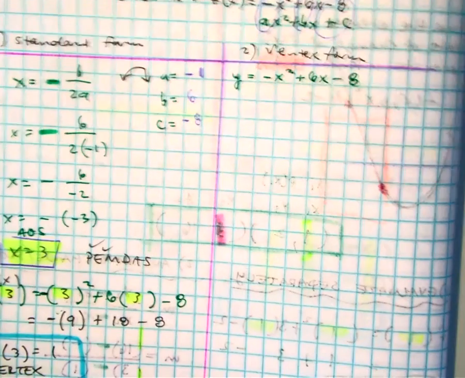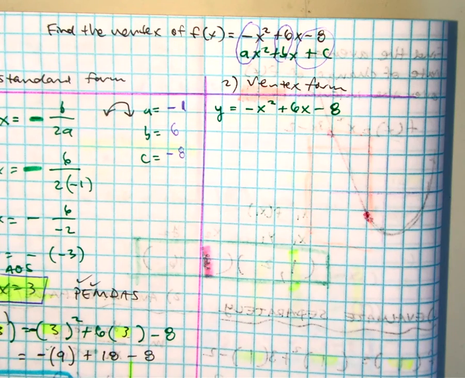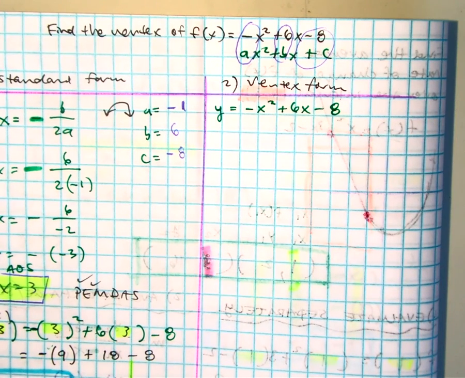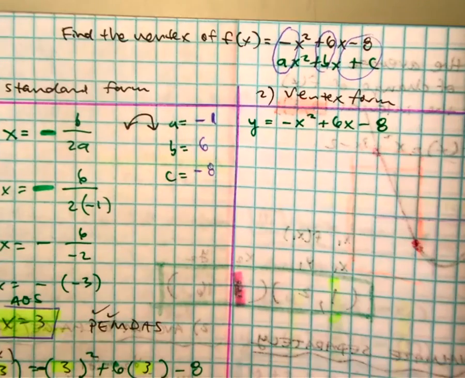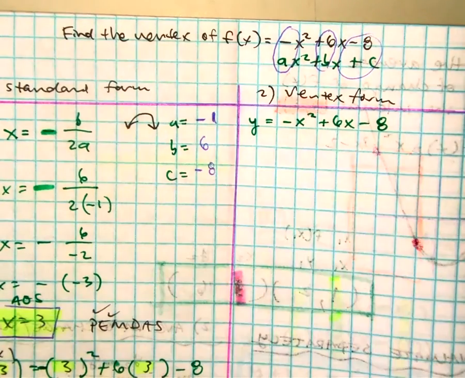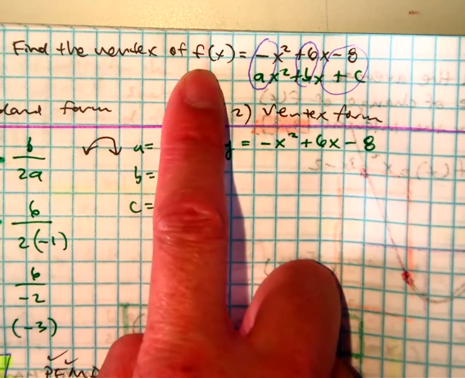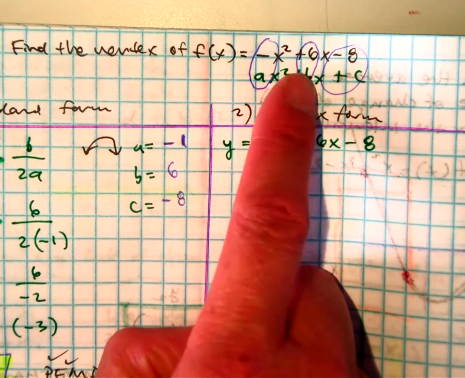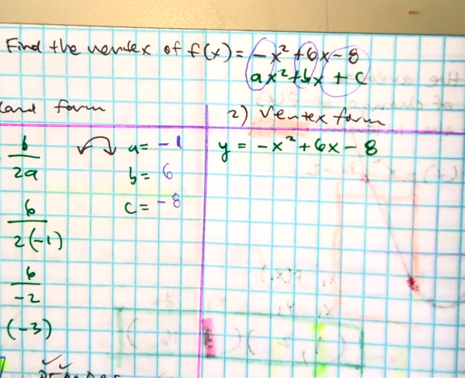Alright, let's try an example of vertex form. If you go back to, I think, the first problem we did, you can get that from your partner or take a picture. In that last problem we did, I gave you f of x equals negative x squared plus 6x minus 8. And now we're going to transform this into vertex form.